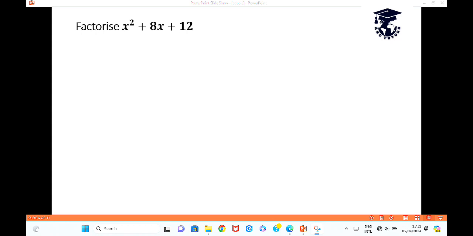The question before us today is as follows. Factorize x squared plus 8x plus 12. Okay, so we're going to read the question for better clarity and we start to solve.